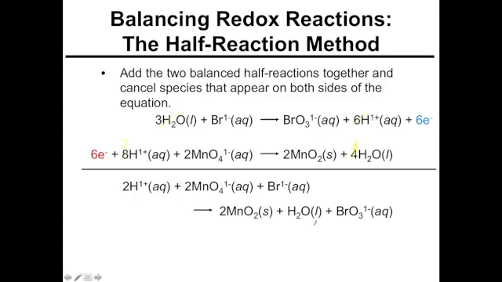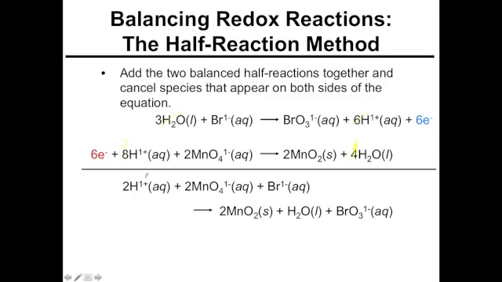I have 2 hydrogens and 2 hydrogens. I have 2 manganese and 2 manganese. I have a total of 2 and 4, so I have a total of 8 oxygens. Over here I have 4 plus 1 plus 3, so I have 8 oxygens over here as well. I have 1 bromine atom and 1 bromine atom. So my masses are balanced, and then I need to check the total charge on each side.